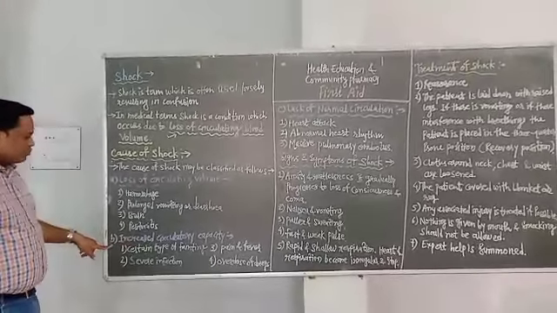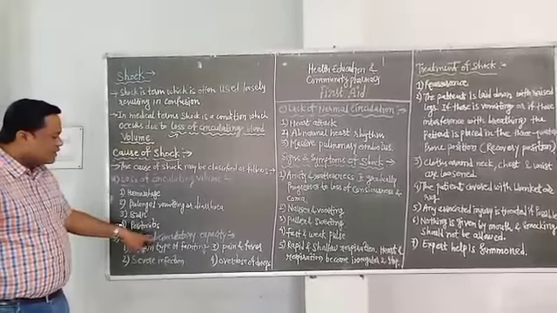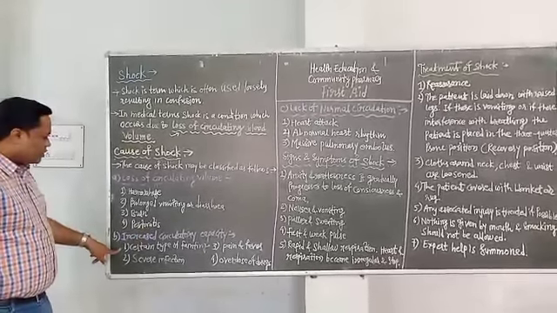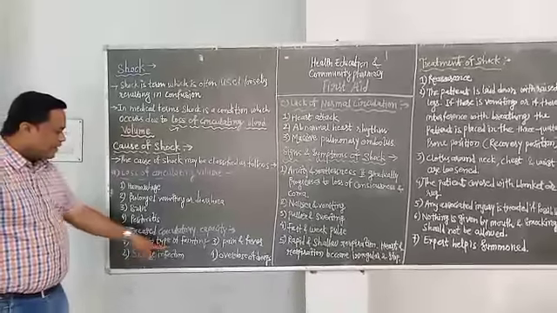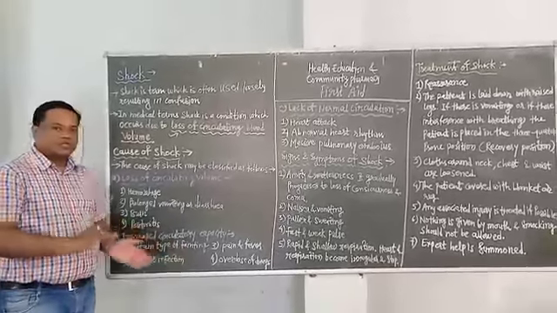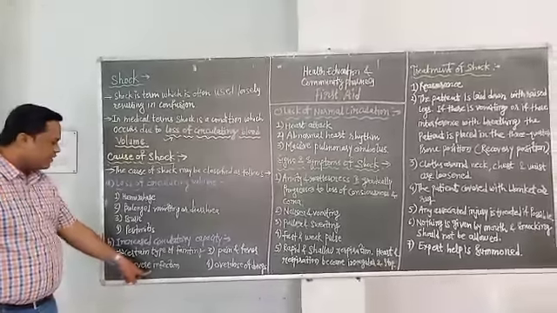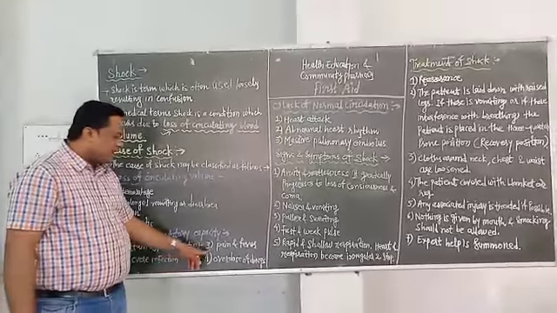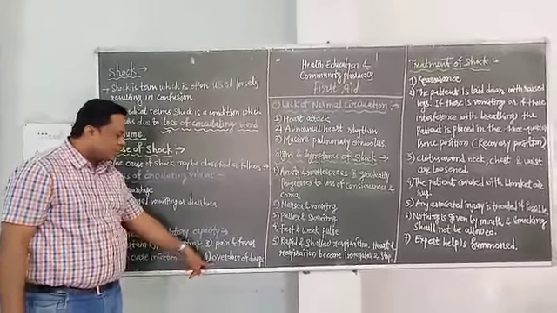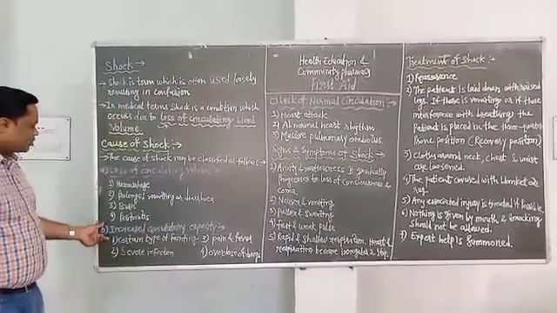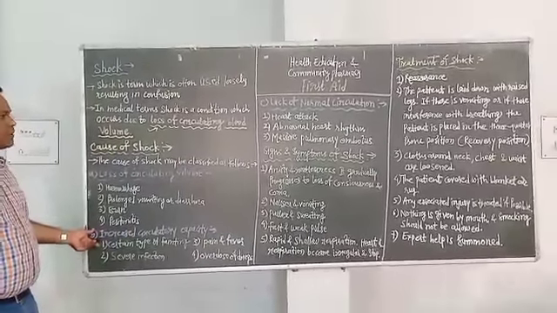Then second is increased circulatory capacity. The causes are certain types of fainting, means unconscious or not. Then severe infection. The third is pain and fever, and fourth is overdose of drugs. These are the causes of increased circulatory capacity.